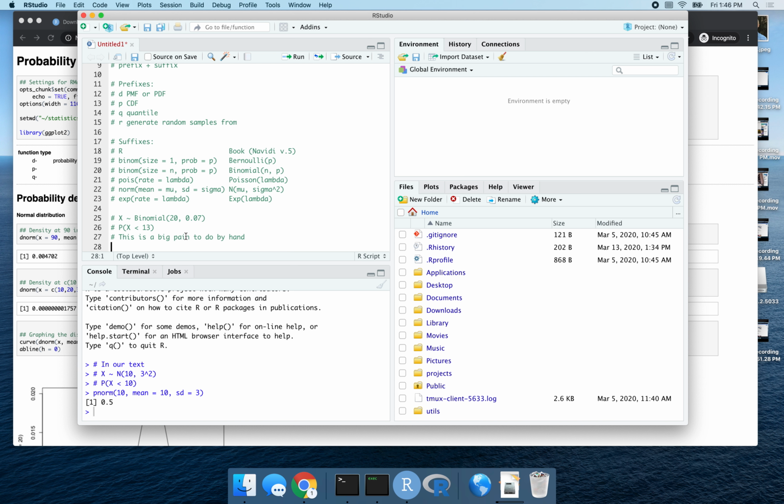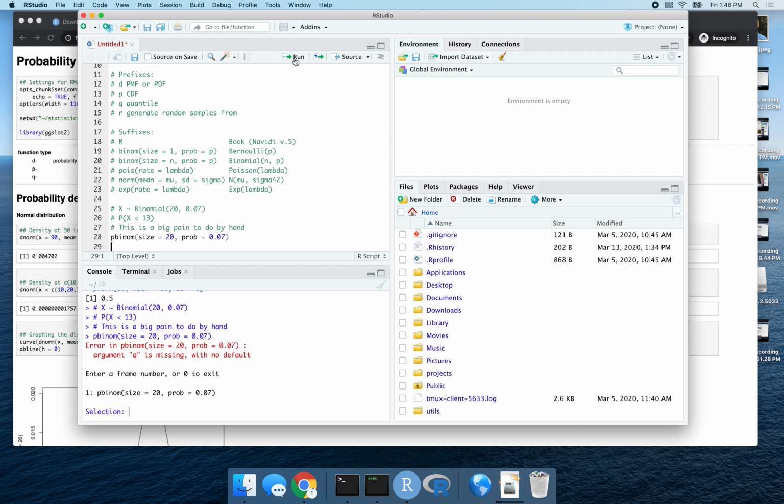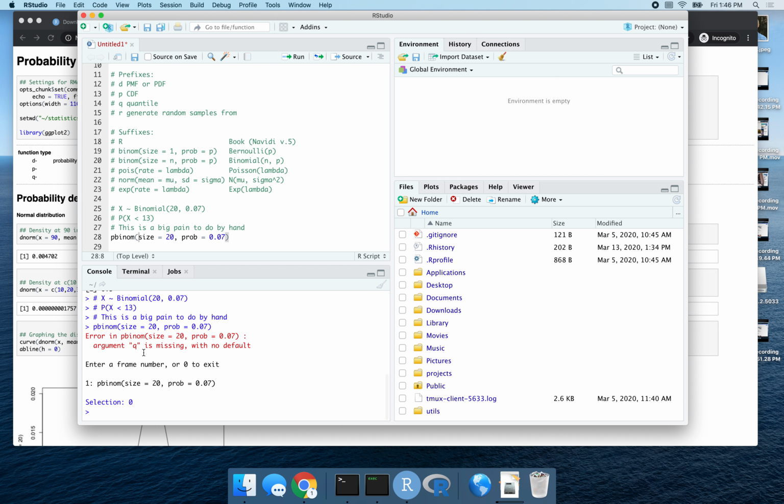We're using the CDF now, so P is the right prefix, so that gives us the prefix. The suffix is binom. Size equals 20 here. Probability equals 0.07. Okay. I run this line now, and oh, I didn't do the actual 13. I forgot to put the 13 in here. Okay, so no big deal. Put the 13 in.